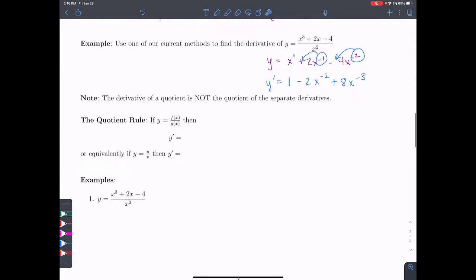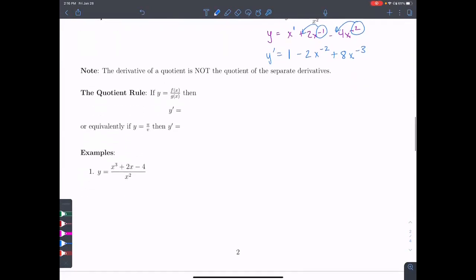And that method is called the quotient rule. If y is equal to the quotient of two functions, f of x over g of x, division there, then y prime is g of x times f prime of x minus f of x times g prime of x, over g of x squared. Because of this subtraction, order does matter on the top here.